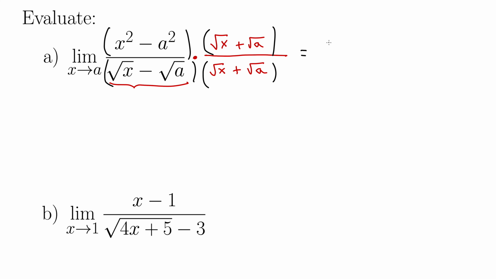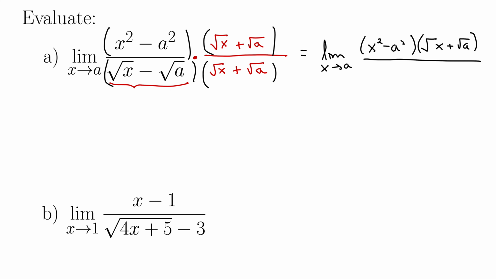Now up top we have, let's rewrite our limit. This is still a limit. X goes to a. You have to keep writing that until you evaluate the limit. x squared minus a squared times the square root of x plus square root of a. Okay, but on the bottom, look what happens.